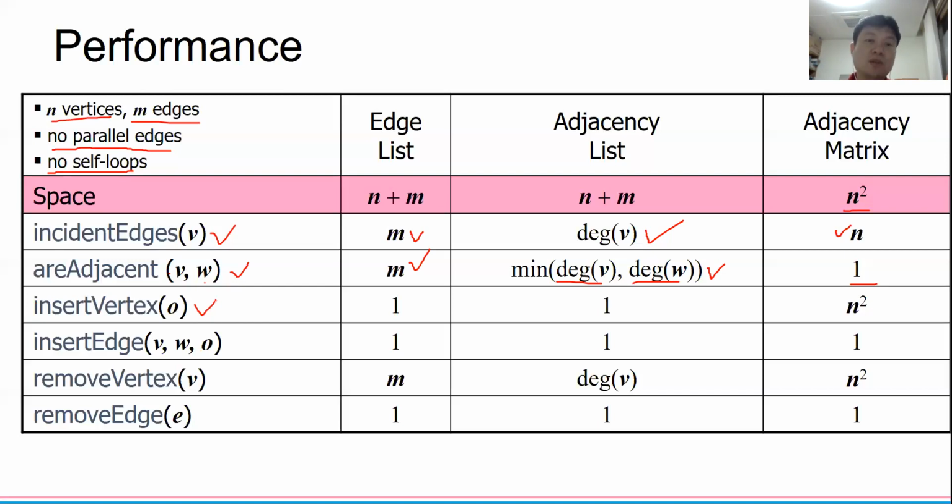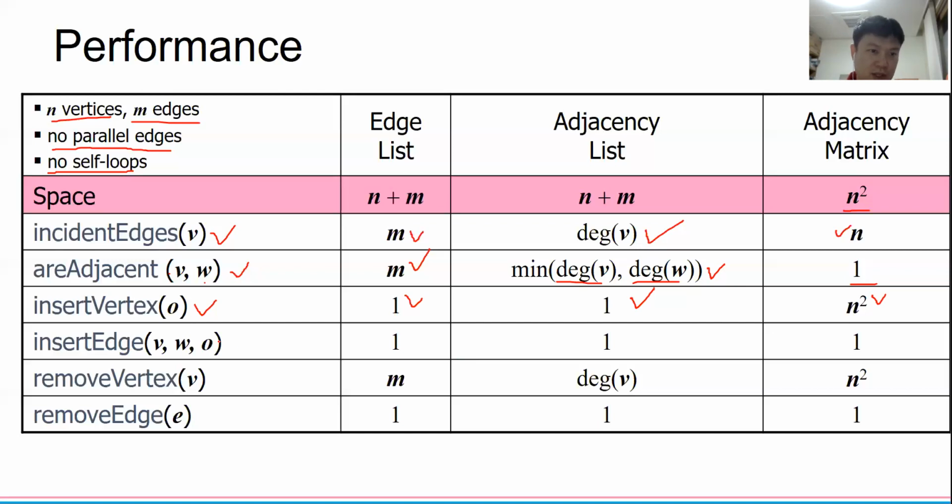What about if you want to insert a vertex? If you want to insert a vertex in the edge list, you will have just one. If you are in the adjacency list, you will also have one operation. But for the adjacency matrix, you will have n square, because when you have the new vertex, you need to indicate whether there is an edge or not, and then you need to check what is the connection between the other nodes.